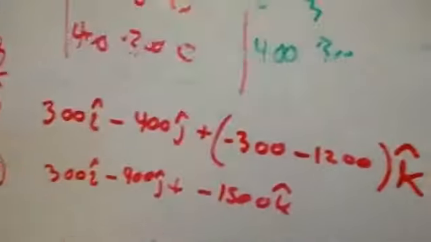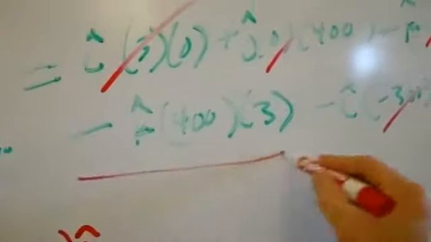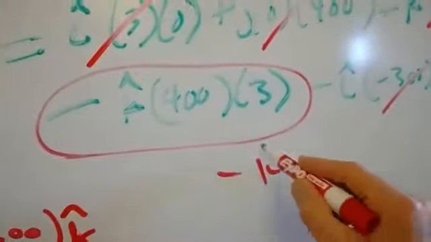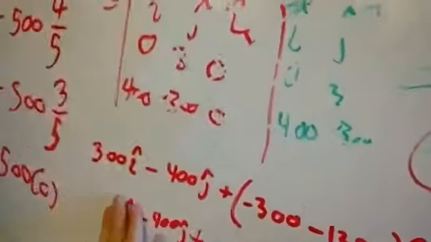When you do this, this goes away, that goes away, that goes away. The only thing we have is minus k times 1200, or minus 1200k. That should be the answer. Now you do it your way and see if you get the same answer.